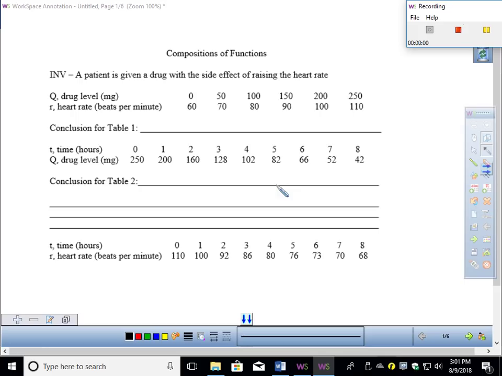And so now what we're going to do is take a look at a concrete example of what it means to have a composition of functions, and then some of the algebra behind it. So let's go ahead and dive right in.